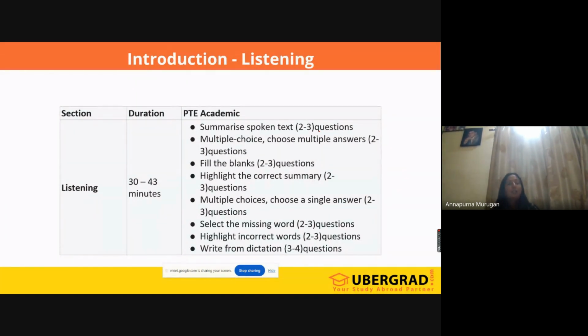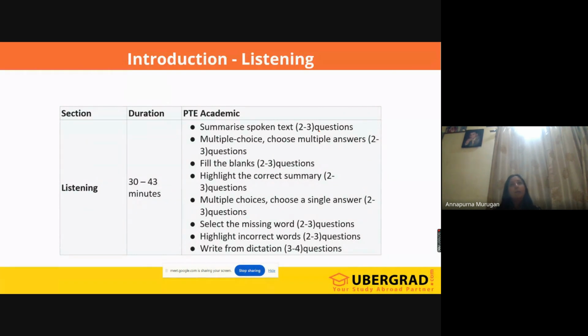Now fill in the blanks. You will have a passage with blanks. You need to listen, and you need to fill in the missing words there. This tests your concentration, your speed, and your matching with the speaker. And who will be the speaker? The speaker will be an English native speaker. It is not that only an Indian is speaking there. It could be an American or a UK speaker. We don't know who is speaking, and it is only audio that you will be listening to.